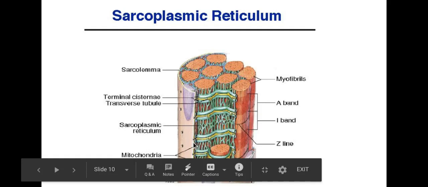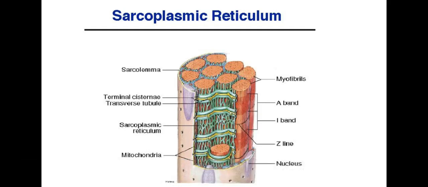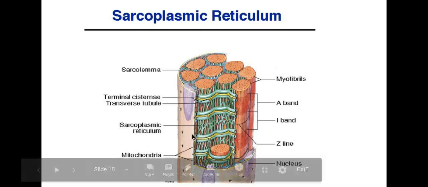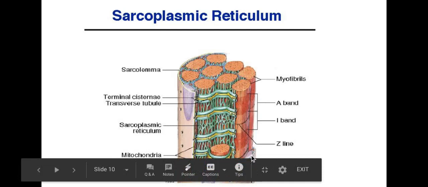Muscle cells have a lot of mitochondria in order to make ATP, because in order to move these filaments, these myofibrils, across each other, we need ATP. You'll also see the many nuclei of our muscle cell.